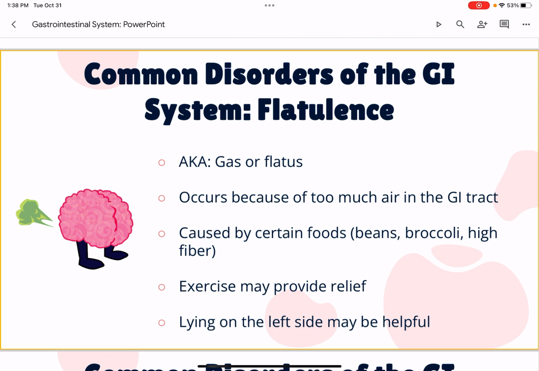Next is flatulence, which is gas or flatus. It occurs because too much air is in the GI tract. It's caused by certain foods, such as beans, broccoli, or high fiber. Exercise may provide relief, and lying on the left side may be helpful. For lactose intolerant people, dairy can also cause flatulence.